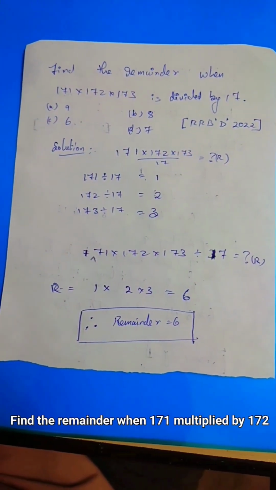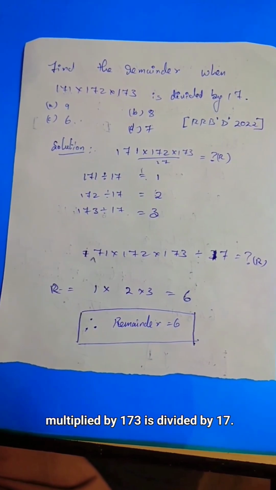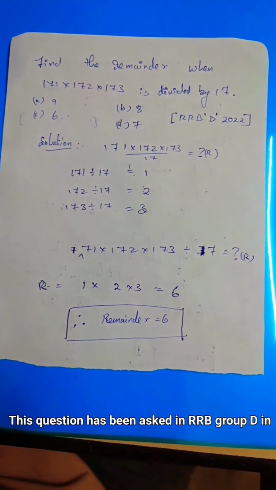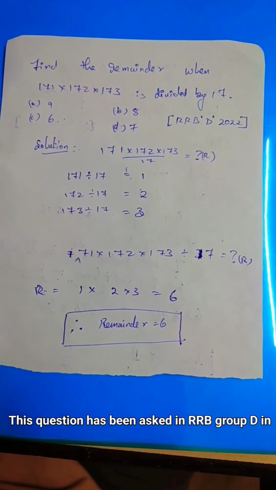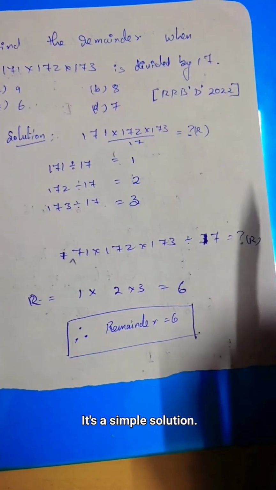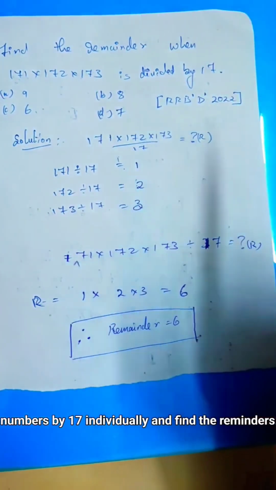Find the remainder when 171 multiplied by 172 multiplied by 173 is divided by 17. This question has been asked in RRB Group D in 2022. It's a simple solution.